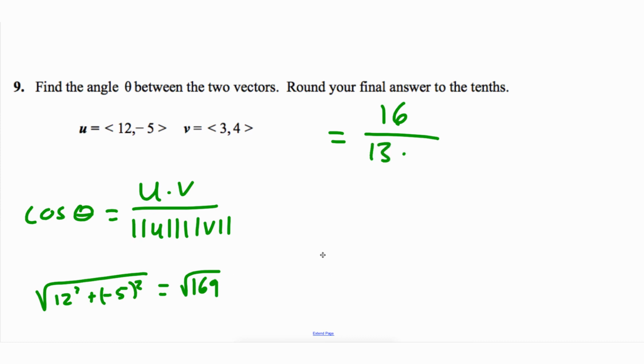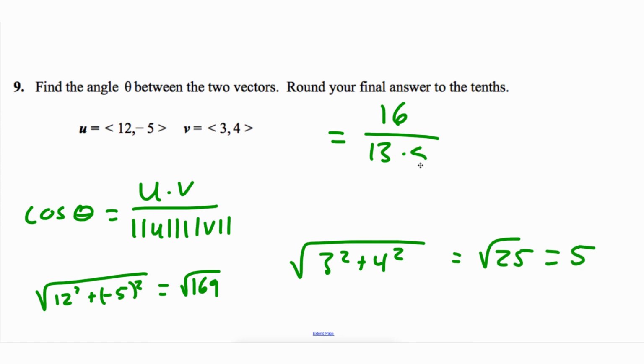We also need to find the magnitude of vector v, so that's the square root of 3 squared plus 4 squared. 3 squared is 9, 4 squared is 16. If we add those together, we get the square root of 25, which is just 5. Now, looking at our fraction, on bottom we have to multiply the 13 and the 5, so we've got 16 over 65. Now, this is the cosine of angle theta, so in order to finish this, we'll have to do the inverse cosine of that fraction, and when we do that, our theta angle ends up being about 75.8 degrees.